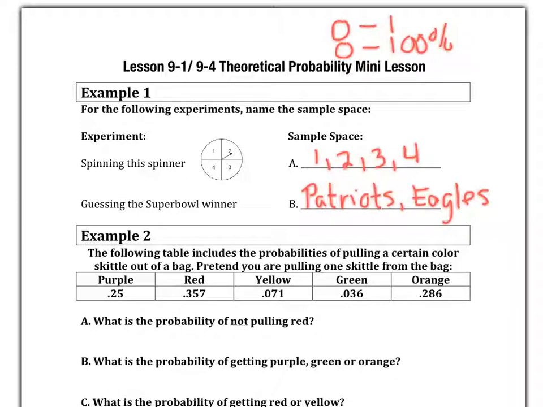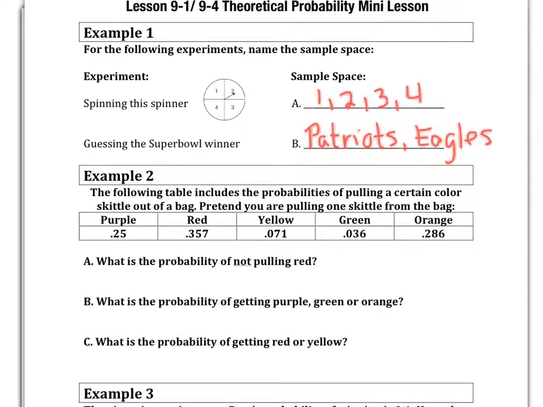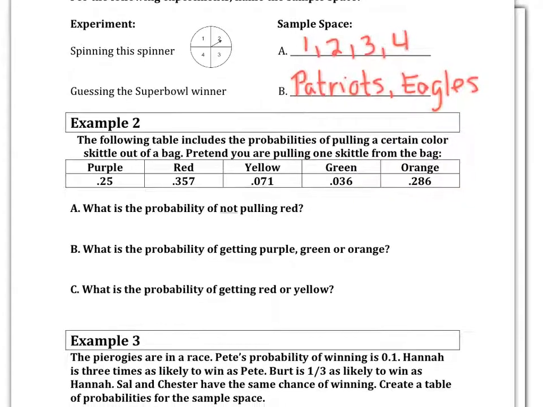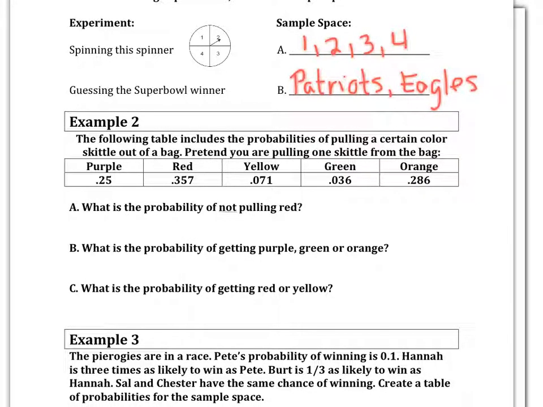Okay, in the next example, we'll take a look. It says the following table includes the probabilities of pulling a certain color Skittle out of a bag. So pretend you are pulling one Skittle from the bag, and these are the probabilities we're searching for. So the probabilities are all given, meaning the colors are not equally likely. We don't see how many total there were, we just simply see the probabilities.